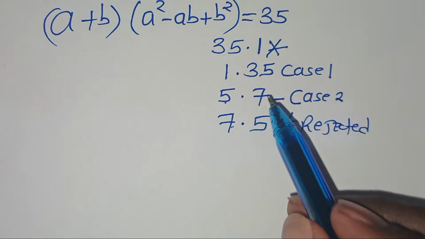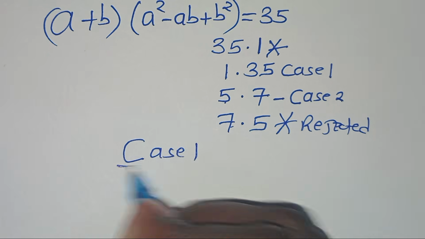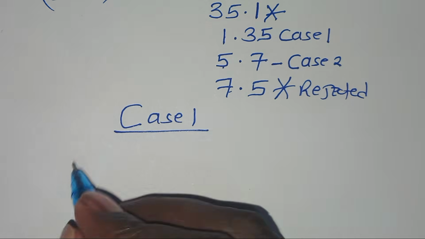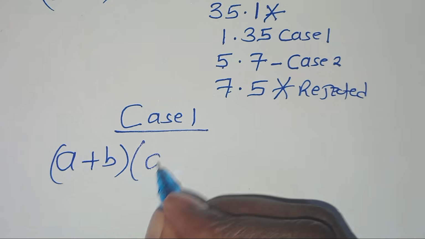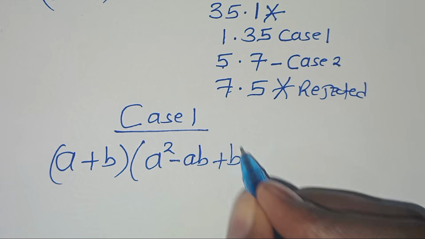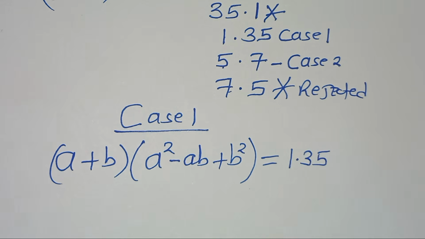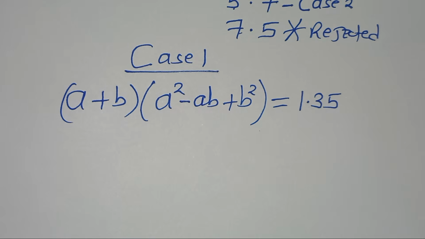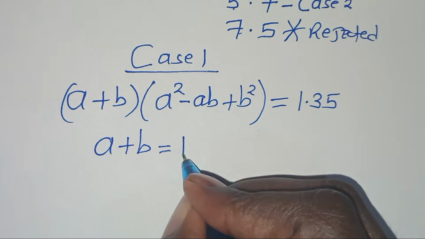Now let's commence with case 1, so that now we have (a + b)(a² − ab + b²), this is equal to 1 multiplied by 35. So this implies that we have a + b, this is equal to 1.